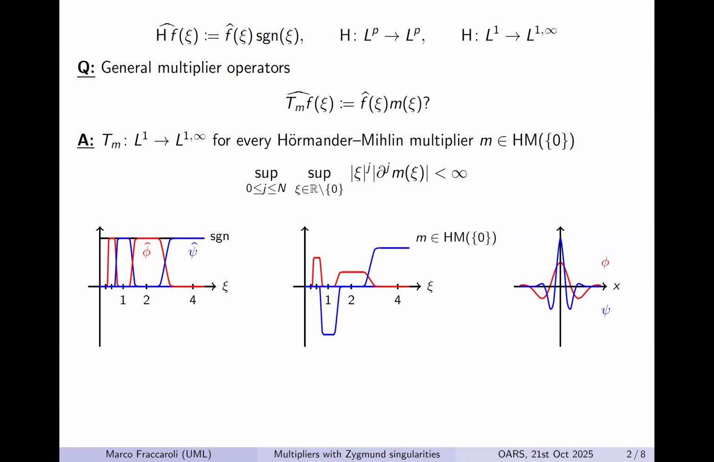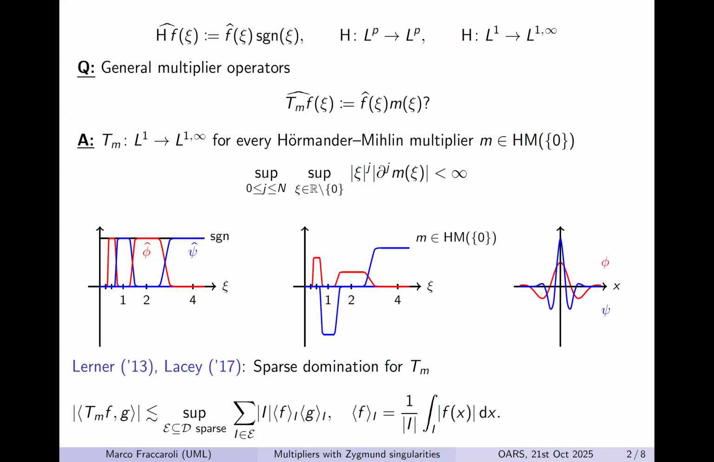Remember the cancellative properties defining the bad part of the Calderón-Zygmund decomposition. In fact, an even better control than LP estimates is known for these Hörmander-Mihlin multipliers in terms of sparse domination. I'm not going to tell you in detail what sparse domination is, but it's a way to control a function or the operator, or rather the form associated with the operator.